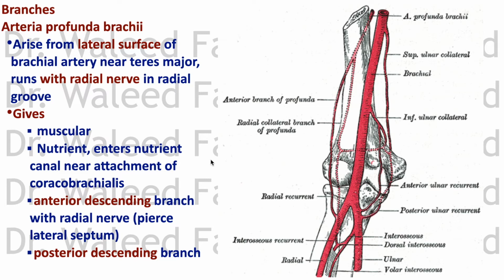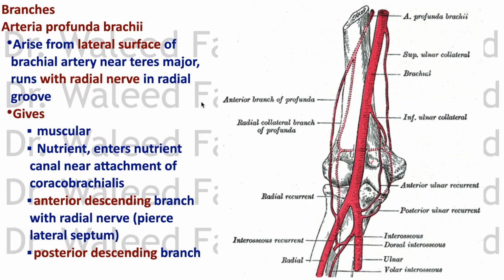It arises from the lateral surface of the brachial artery near the teres major, and runs with the radial nerve in the radial groove behind the humerus. So if you're asked a question about a fracture in the mid-humerus, which nerve will be affected? The radial nerve. Where does the bleeding come from? The hematoma comes from the profunda brachii artery because it's torn in the groove in the middle of the humerus. It gives muscular branches and a nutrient artery that enters the nutrient canal in the humerus near the attachment of coracobrachialis.